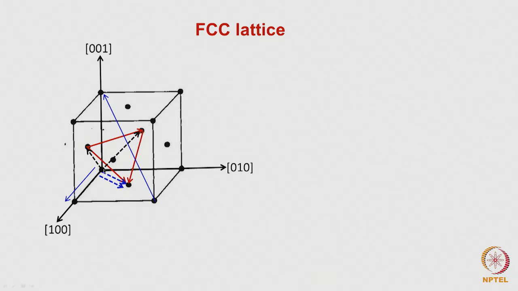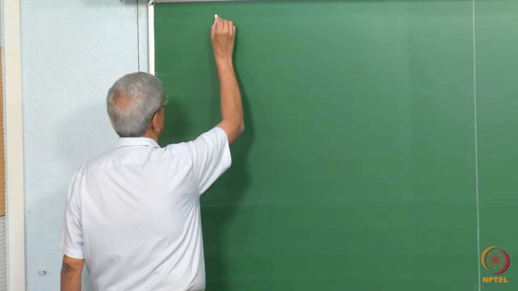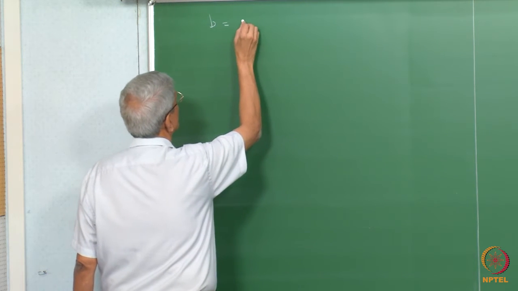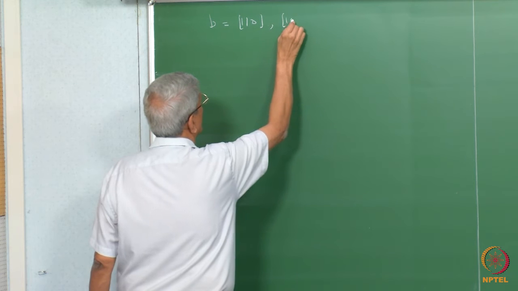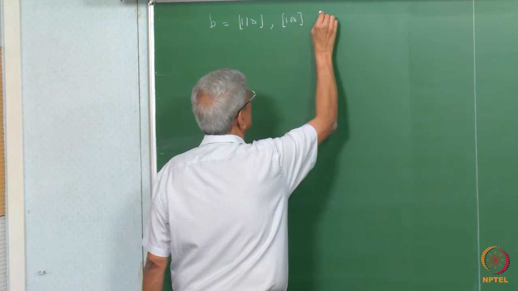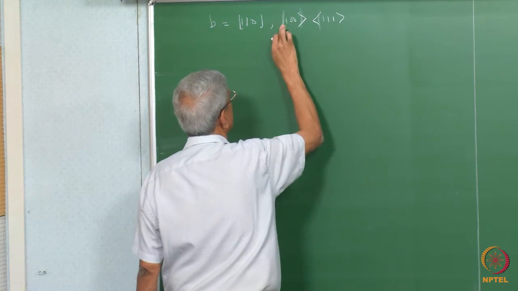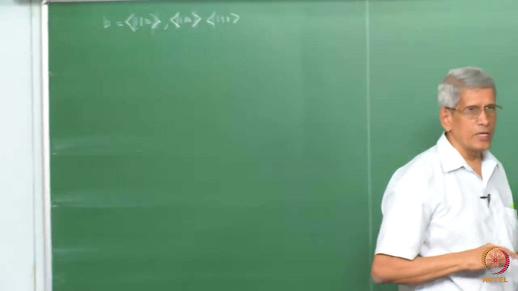So, here what are the vectors which we can have? This is one vector which we can have. Here we can notice that a/2<110> will be the lattice translation vector. This is another vector which we can have, a<100>, and this is another vector which we can have, a<111>. So, in FCC, in increasing order of the magnitude of the translation vector, we can have b equals a/2<110>, a<100>, a<111>, and in fact I should write it as the set of directions. All these directions are equivalent in a cubic system. These are all the Burgers vectors which the dislocation can have.